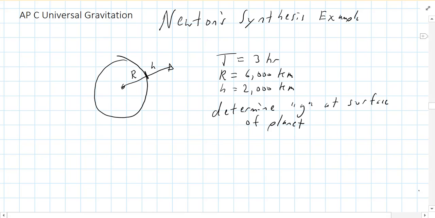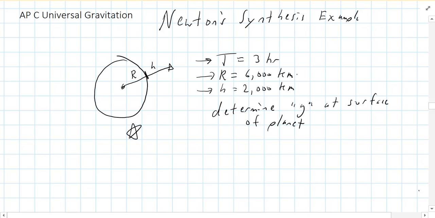So we got an unidentified planet here that you're going to go into orbit around. And the planet has a radius of about 6,000 kilometers, which is very similar to Earth. If you're in your circular orbit, it takes your spacecraft 3 hours to orbit in a circular orbit, and the height of your spacecraft is 2,000 kilometers above the surface of the planet. I want you to determine the acceleration of gravity, little g, at the surface of the planet using this data.